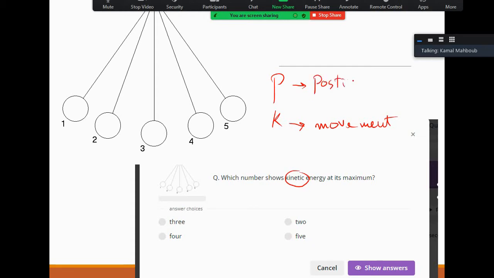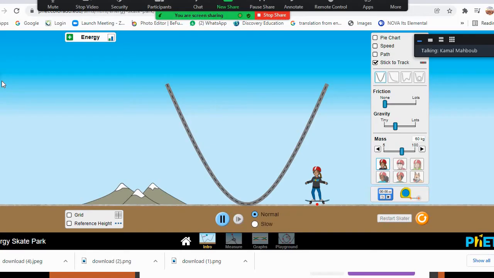Okay, because of its position. So in the highest point, we have potential energy, here potential energy, and also in this other point, we also have potential energy because it moves up. But at the fastest part, in number 3, we have the maximum kinetic energy. Now look over for this simulation.